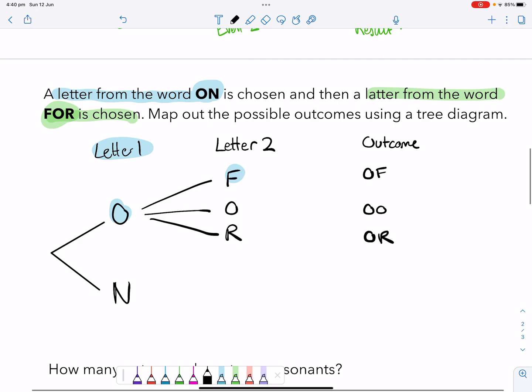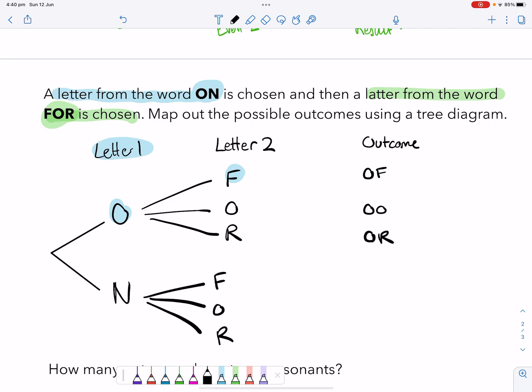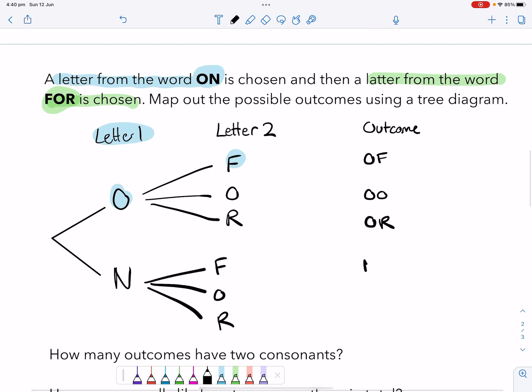Likewise, if I drew the letter N, I will get some new results. So I could get my second letter F, O, R. Again, that's from the second word that's been chosen from. So I will get NF, NO, NR. That's our map. This will be our sample space.